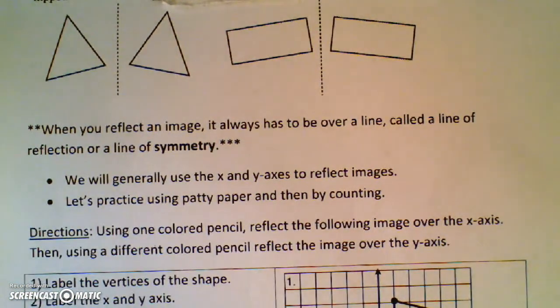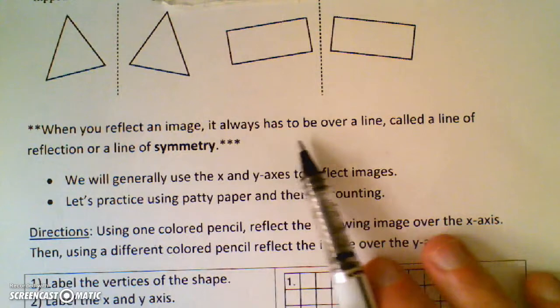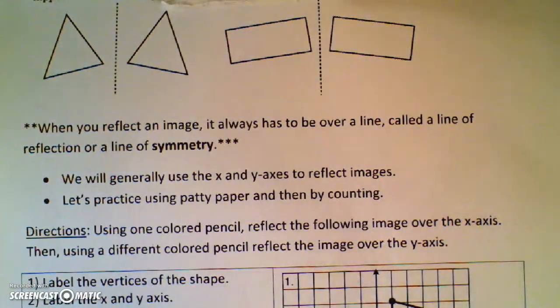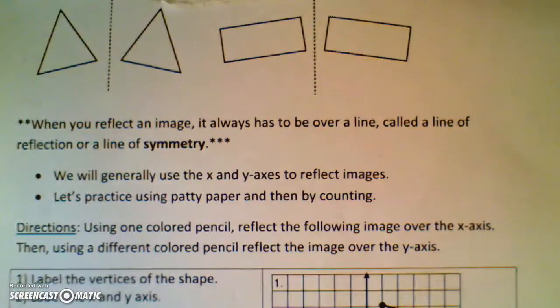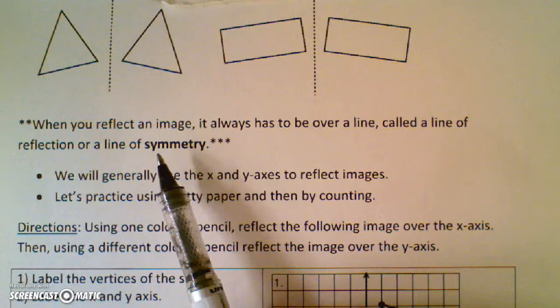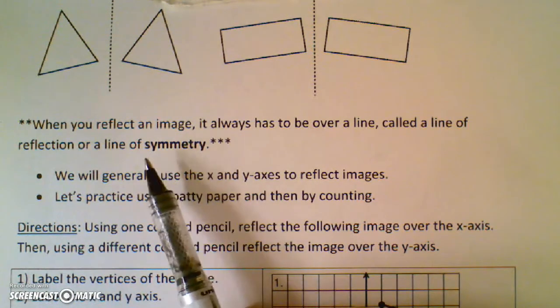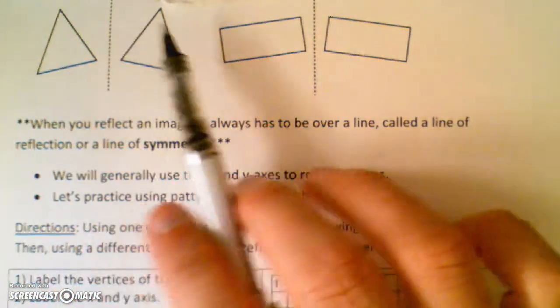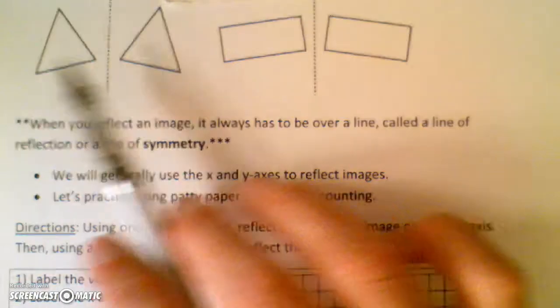When you reflect an image, it always has to be over a line called a line of reflection or a line of symmetry. That's a new word that we're going to focus on. A line of symmetry basically splits something down the middle in half. On each side of the line of symmetry, both shapes are the same. So this is your line of symmetry, and each shape on the other side is the same if we reflected them over.